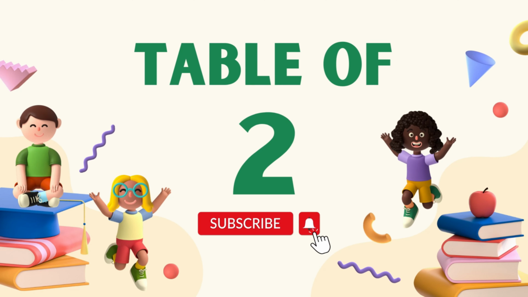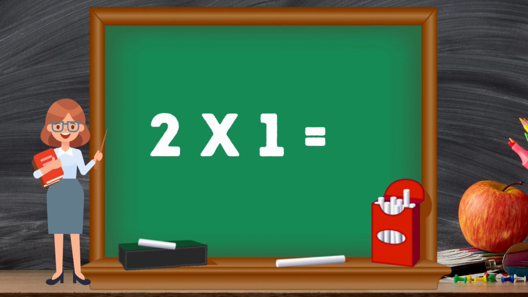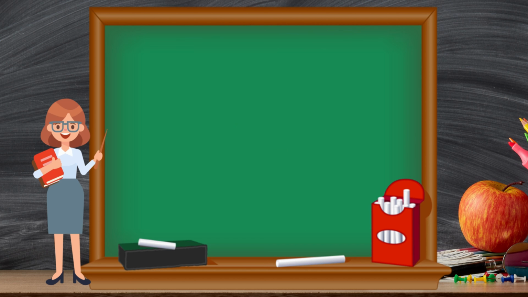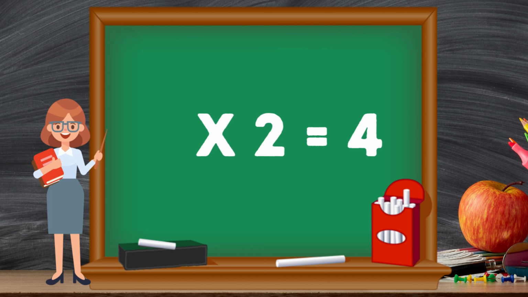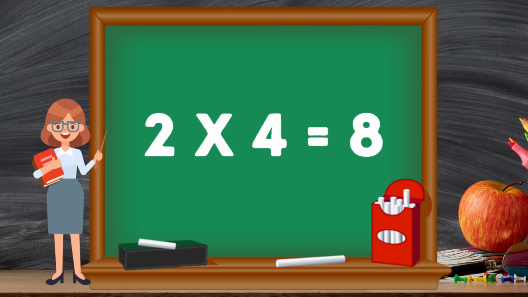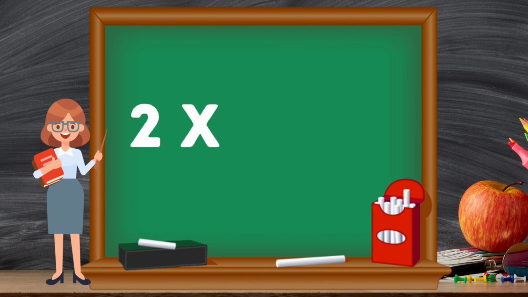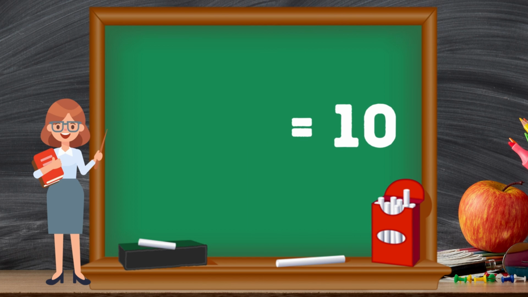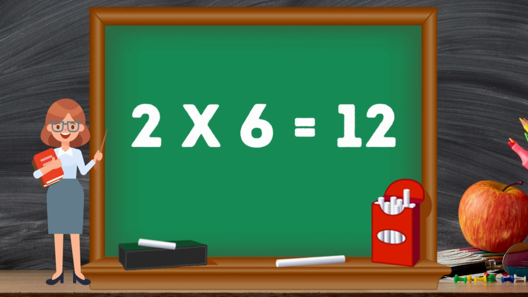Let's revise. 2 1's are 2. 2 2's are 4. 2 3's are 6. 2 4's are 8. 2 5's are 10. 2 6's are 12.